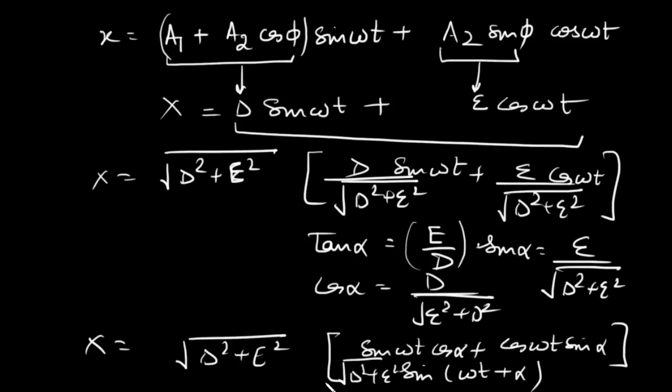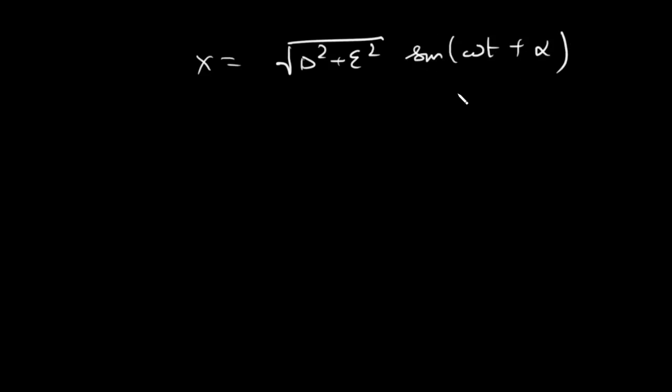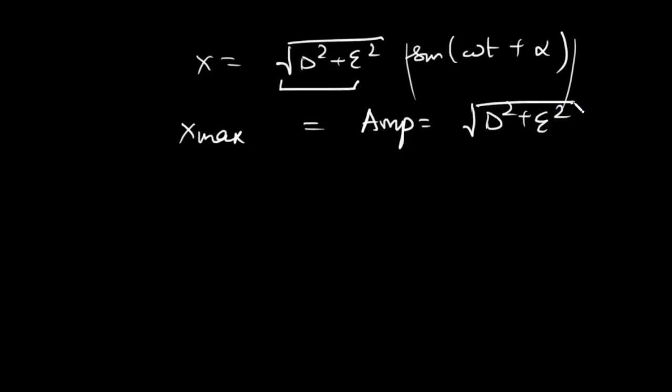Now we have a composite equation: x equal to root under D square plus E square sin of omega t plus alpha. This is the composite equation now. So you see the net amplitude, this is the amplitude. Why? Because if I take x max, sine would be 1, since the maximum value of sine is 1. So x max will be the amplitude. As I told you earlier, this would be root under D square plus E square. This would be the expression of the amplitude.